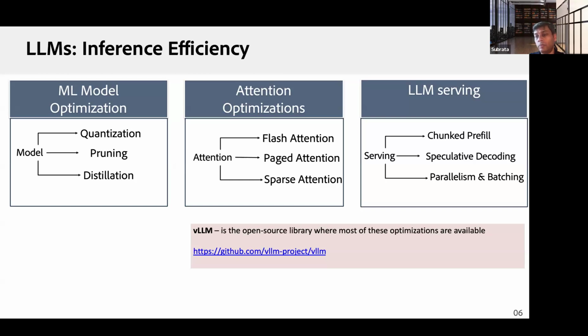And there are various works on parallelism and batching that look at how you distribute these tensors across various GPUs, and how you batch requests so that you increase the throughput of the system and are able to handle higher load. Many of these techniques for LLMs are implemented inside the most popular open source library used for efficiency, which is called vLLM. If you are interested, you can go to the vLLM project and find out more about these techniques.